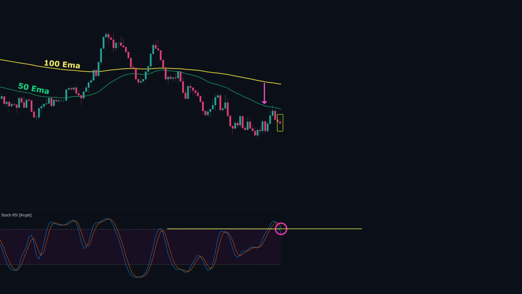When all these conditions align on a specific candle, this is the candle where we will enter the trade by opening a short order at the open of the next candle. Remember to use your risk management strategies to take profits effectively and minimize losses.